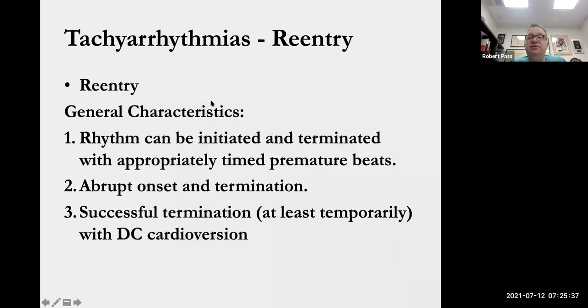Some of the general characteristics of reentrant arrhythmias are that they can be initiated and terminated with appropriately timed premature beats. They have abrupt onset and termination. And importantly, they can be successfully terminated, at least temporarily, with DC cardioversion. Again, pointing out why it is important to always run the strip if you can. Obviously, in an emergency, it's a different story.